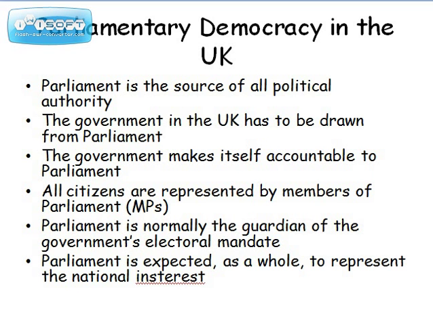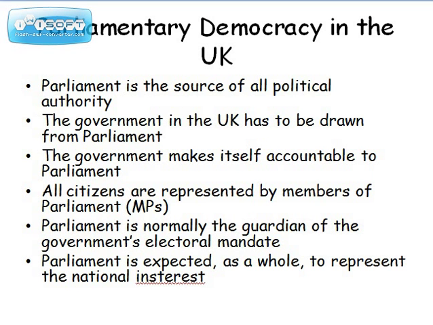Next part is that government makes itself constantly accountable to Parliament, submits all of its proposals to Parliament for approval. It also means that ministers must report regularly to Parliament on the progress of policies. Next, all citizens are represented by members of Parliament, otherwise known as MPs. This means that their views should be taken into account and their grievances, if justified, should be taken up by MPs for redress.